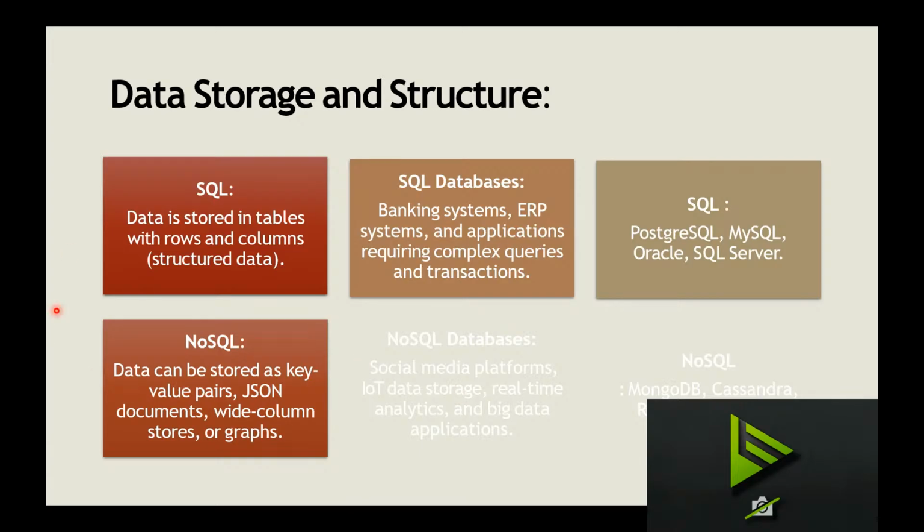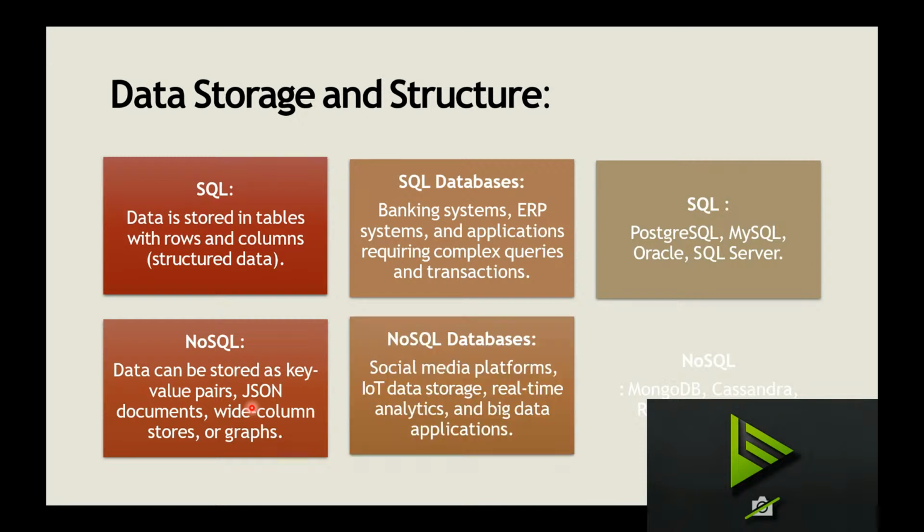NoSQL data. What is NoSQL data? It can be stored as key-value pairs, JSON, that is your JavaScript file, documents, wide-column stores or graphs. These are NoSQL. NoSQL databases are very huge databases, used for social media platforms, Internet of Things, data storage, real-time analytics, and big data applications. NoSQL DBMS software includes MongoDB, Cassandra, Redis, and Couchbase. MongoDB we will read in this course, after this.